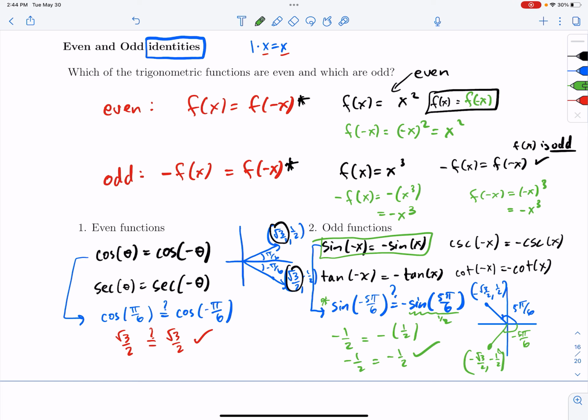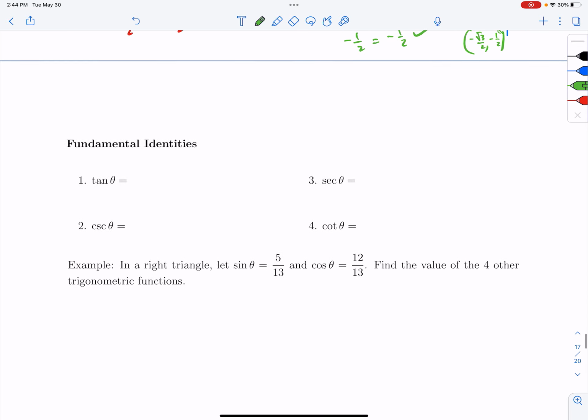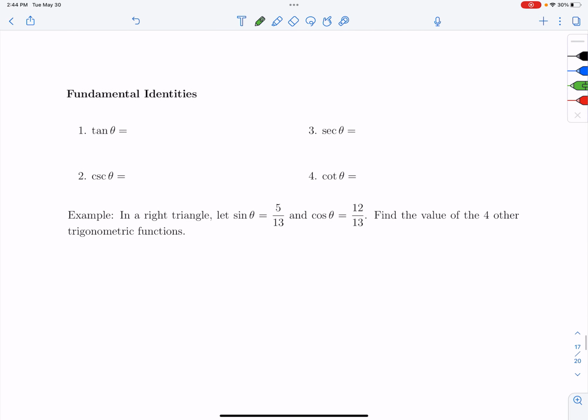The next set of identities are called fundamental identities, and we've seen these a little bit already. But recall that on the unit circle, sine of theta we can treat as y over 1, and cosine of theta we can treat as x over 1. So sine always corresponds to the y coordinate, and cosine corresponds to the x coordinate. And then if I'm thinking about tangent in those terms, that's the same thing as y over x.